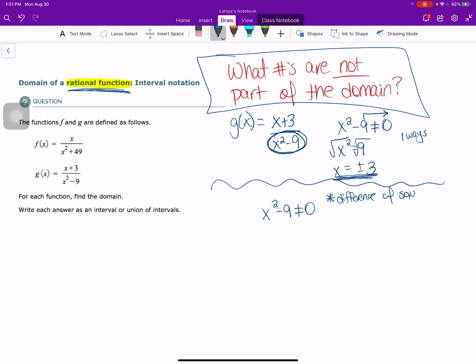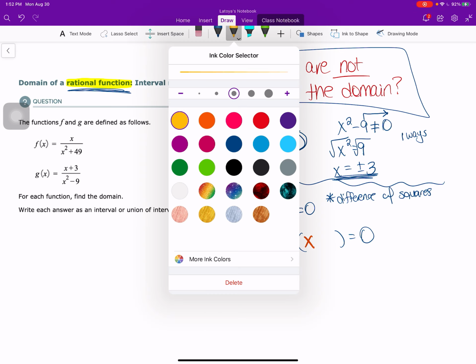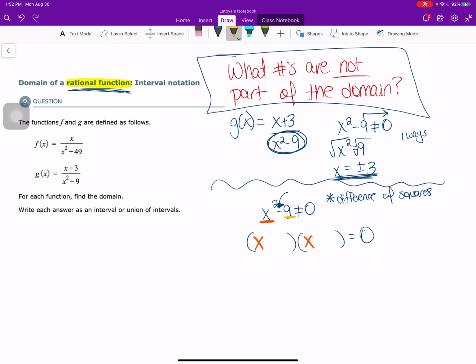of squares. Meaning this x squared is a perfect square. This 9 is a perfect square. And the difference comes from that minus there in the middle. A difference of squares. So there, you can factor this. You can solve this by factoring. And the way we do that is by taking the square root of that first term. The square root of x squared is just x. The square root of 9 is 3.